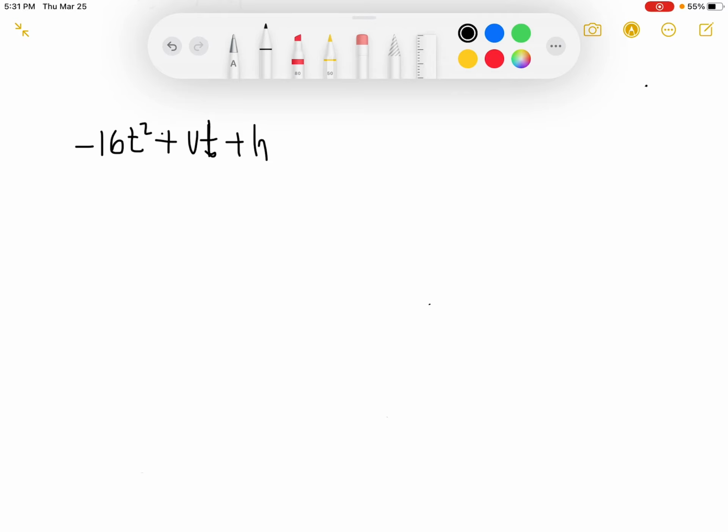Let's just say a person threw a ball. It's going to go in a quadratic form. When does it reach the ground, which would be right here? The initial height, let's say that they threw it from 3 feet. So, that's how you can use it.